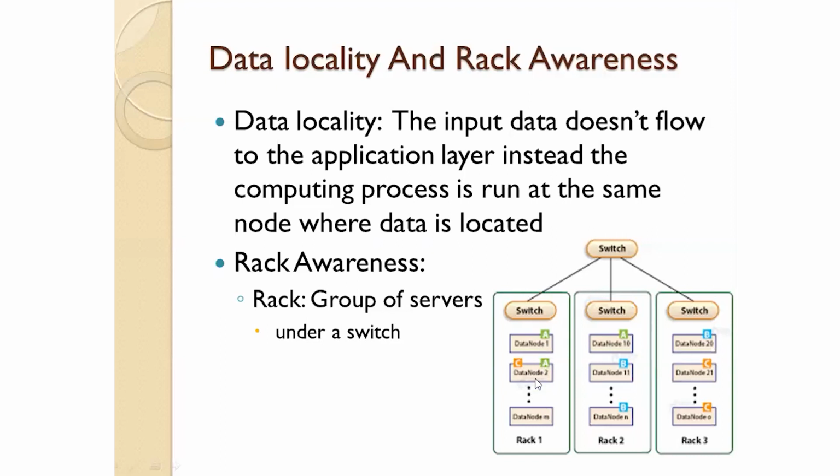Then should we keep the two replicas in a single rack, or should we keep each replica in one rack? Suppose A is there, so one copy of A should be kept in rack 1, one copy in rack 2, one copy in rack 3. If we consider this scenario, then we are keeping each replica in a different rack. A rack is nothing but a different geographical location, right?